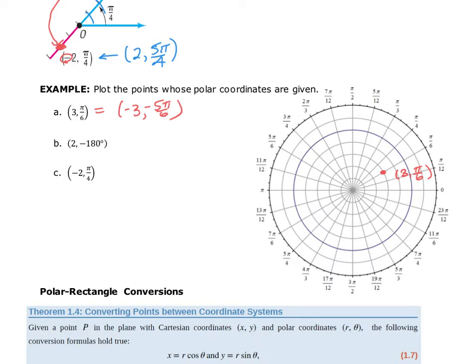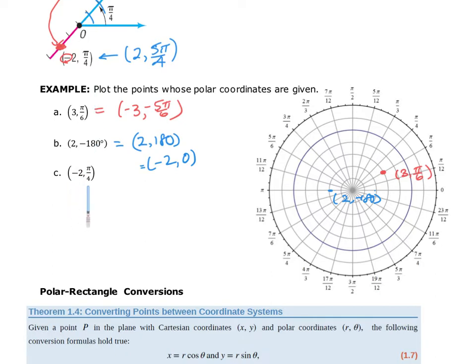So how about (2, -180°)? I'd go out 2 rings, 1, 2, and do a negative rotation of 180°, in other words π. So I end up right here, 2 rings out. So here's where I have the point (2, -180°). I could have gotten there also with (2, 180°). I could have also gotten there as (-2, 0). So there are multiple ways of getting to the same point in polar equations. They're not unique.